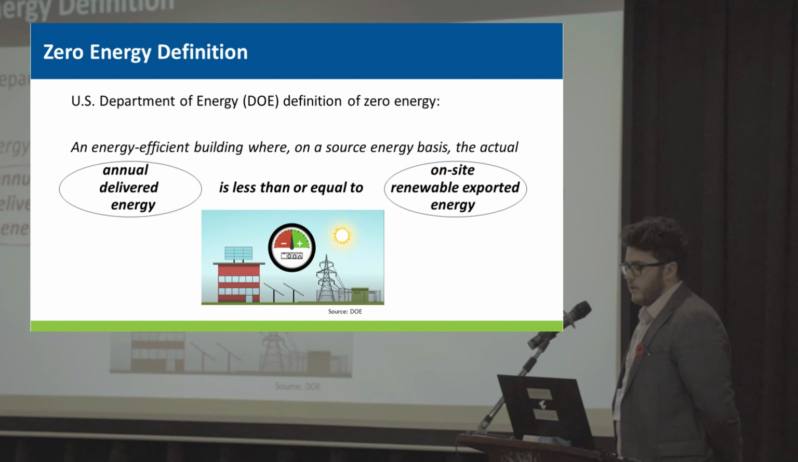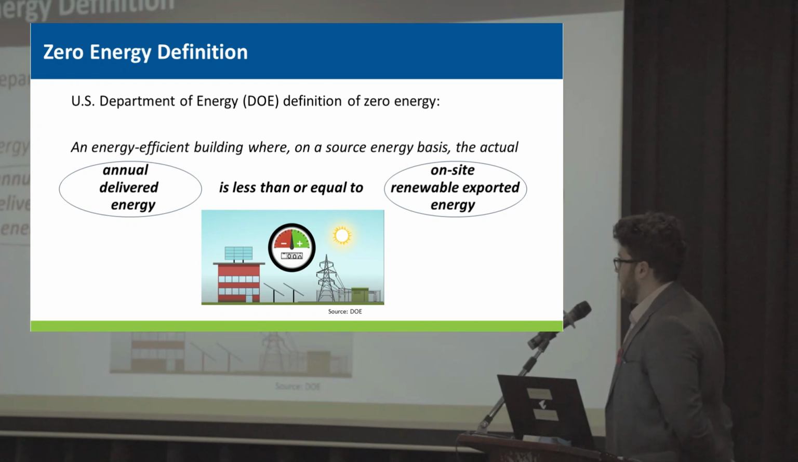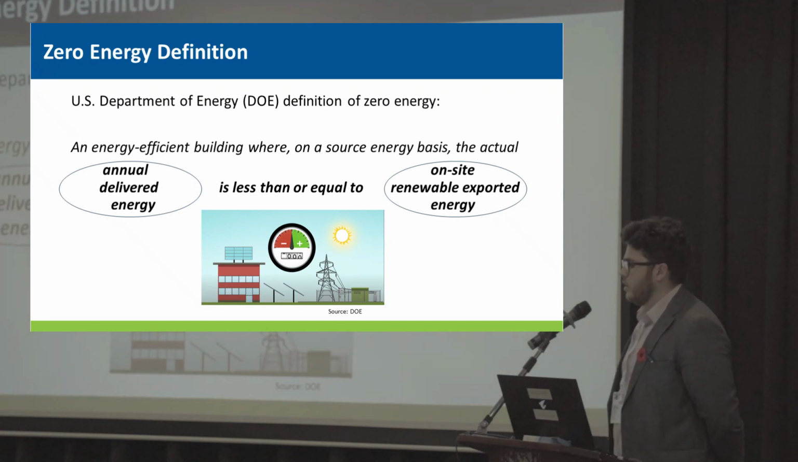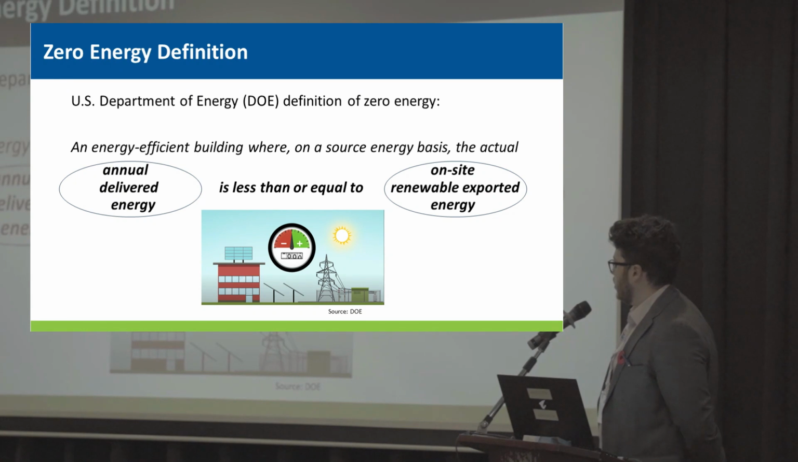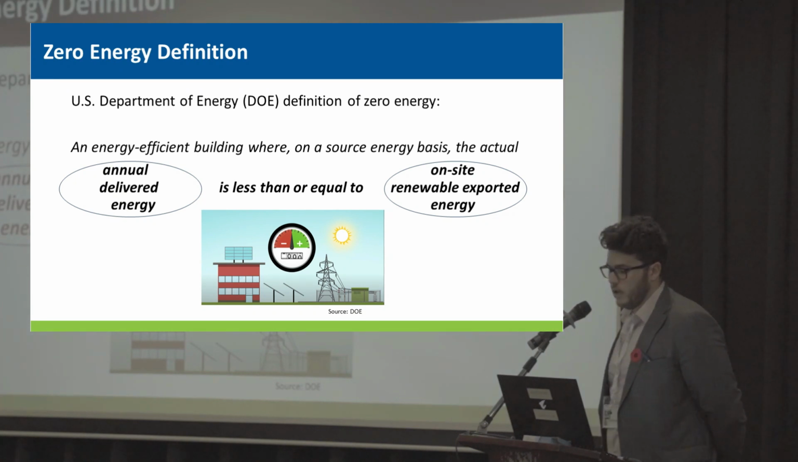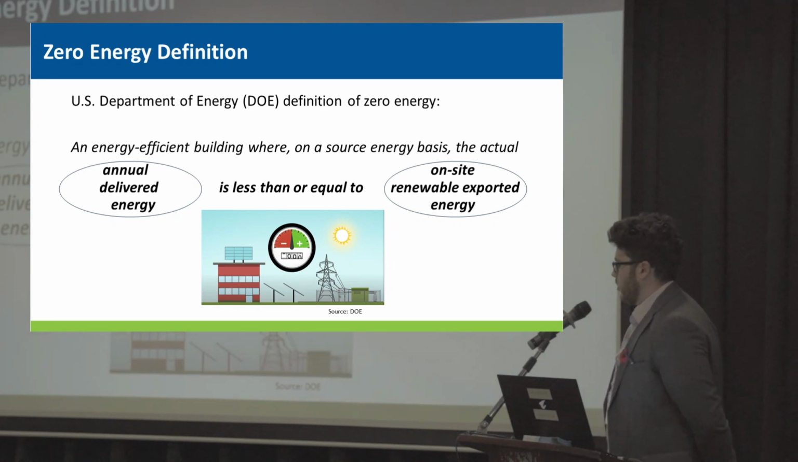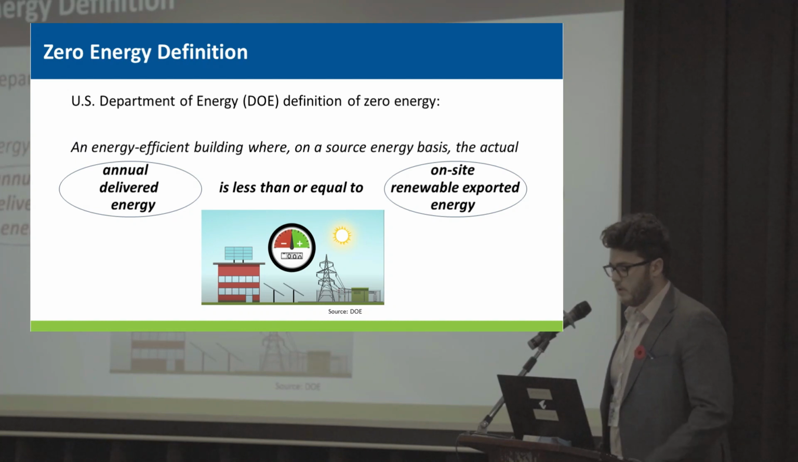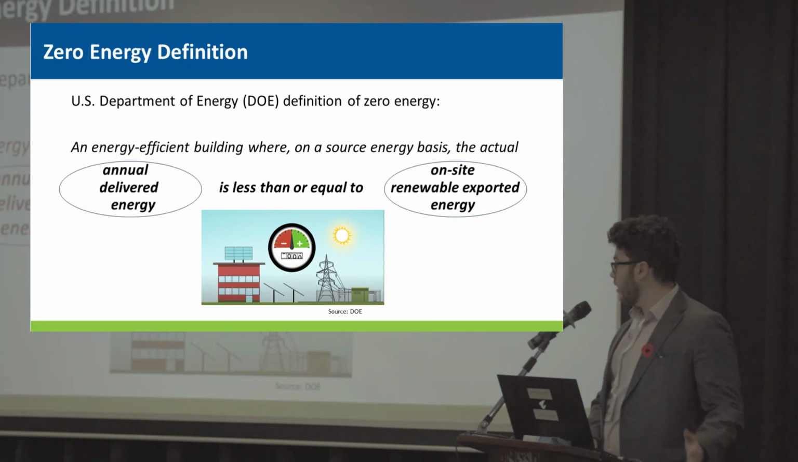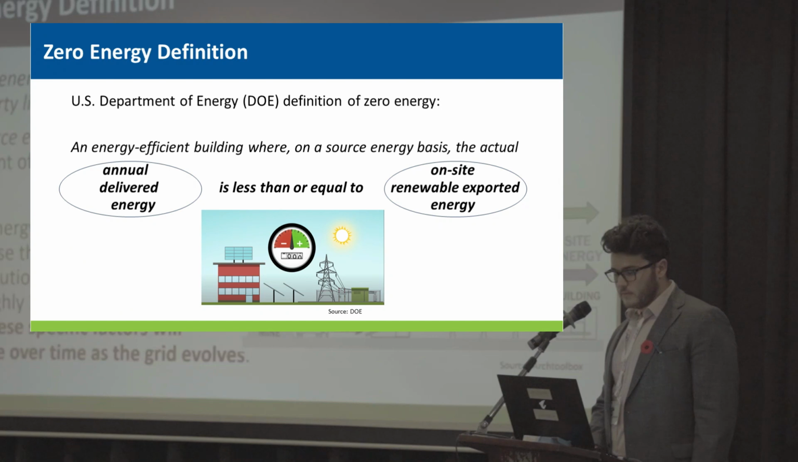So the U.S. Department of Energy defines zero energy as an energy efficient building where on a source energy basis, the actual annual delivered energy is less than or equal to the on-site renewable energy. So the picture below just shows on the left a building with some solar panels and the source energy on the right, and how the meter kind of peters out at zero, hopefully, that you get your renewable energy.